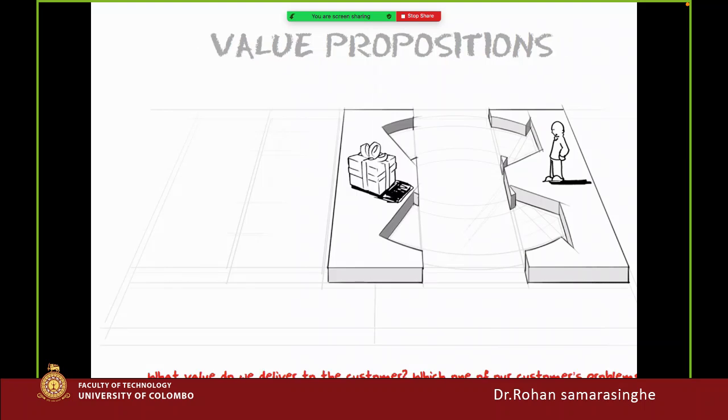Next one is the value proposition. What is this value proposition? It is what value you deliver to the customer. If the customer buys this product, what is the value of that product to him? Which one of your customers' problems are you helping to solve? If there is a certain problem to the customer, an unsatisfied or unmet need, can your product or service solve it? So you have to analyze it, and which customer need are you satisfying.